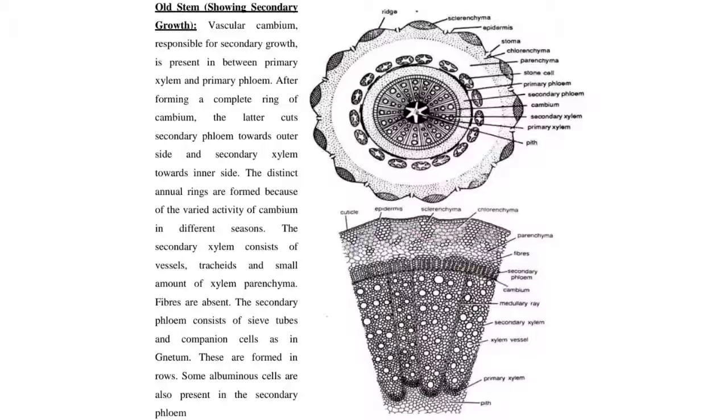The secondary xylem consists of vessels, tracheids and a small amount of xylem parenchyma. Fibers are absent. The secondary phloem consists of sieve tubes and companion cells as in Gnetum. These are formed in rows. Some albuminous cells are also present in the secondary phloem.